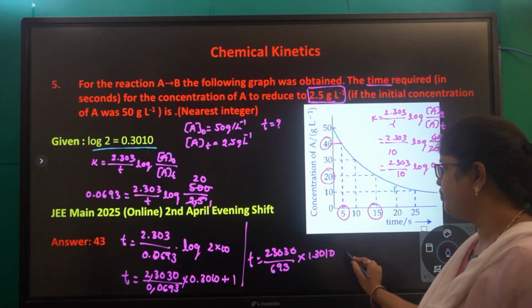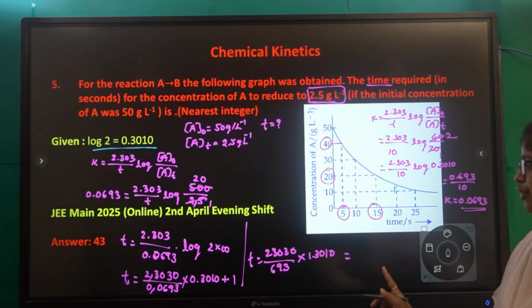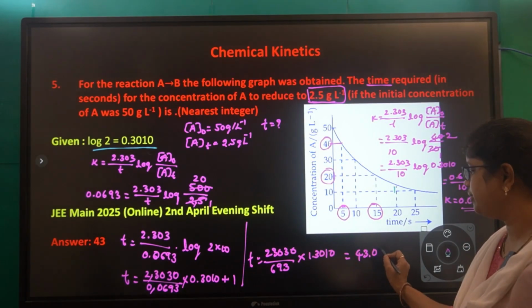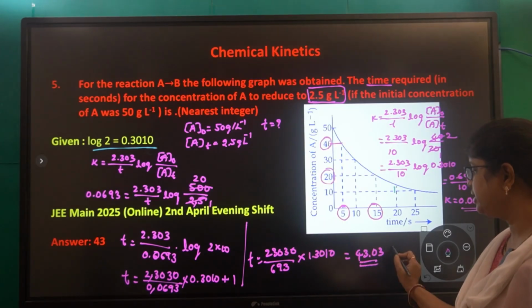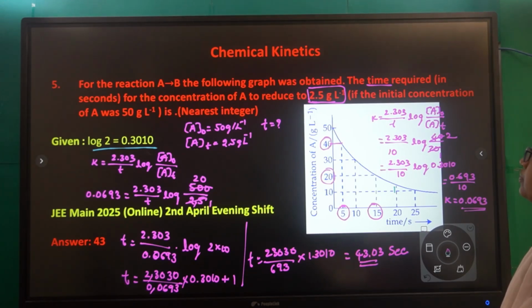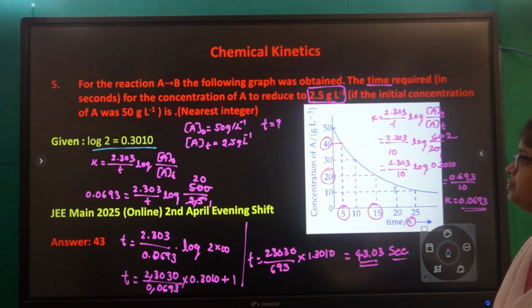How much we will get? If you do this, approximately you will get 43.03 seconds. Given here, time is given in seconds, right? So seconds.